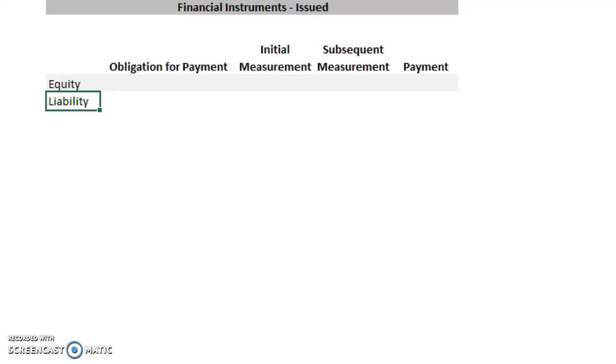Okay, we're going to talk about financial instruments, and initially we're going to talk about instruments that the company may have issued. Later on we'll talk about instruments that the company may have obtained, either purchased or however. So there's two main types of financial instruments, both equity and liability, and the main difference is whether there's an obligation at all for payment.